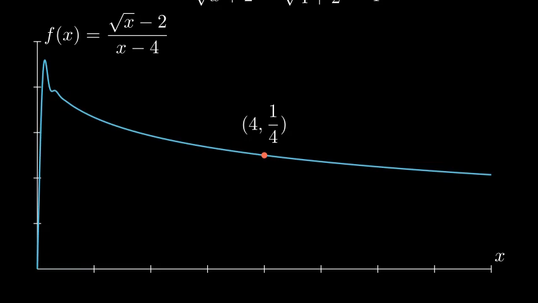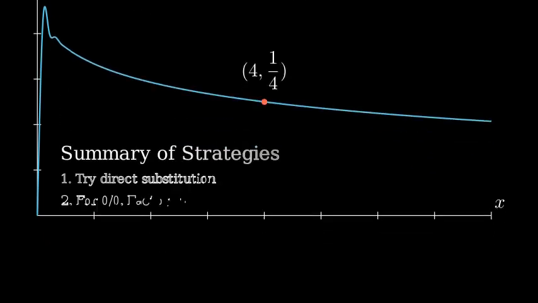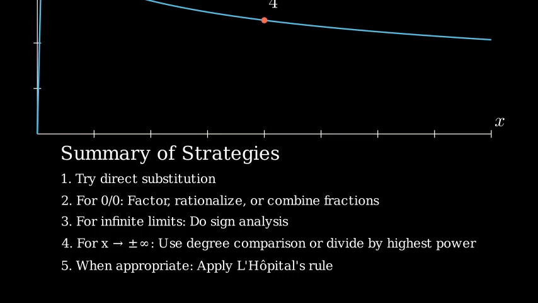To summarize what we've learned about computing limits, first, try direct substitution. If the function is continuous at the point, this will work. If you get an indeterminate form like 0 over 0, try algebraic techniques such as factoring, rationalizing, or combining fractions to cancel the 0. For limits that blow up at a finite point, perform a sign analysis to determine whether the limit is positive or negative infinity.